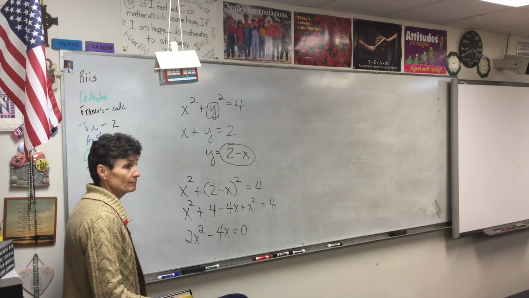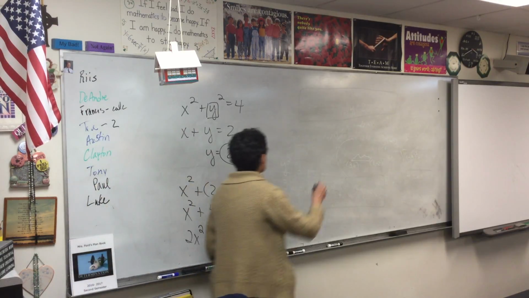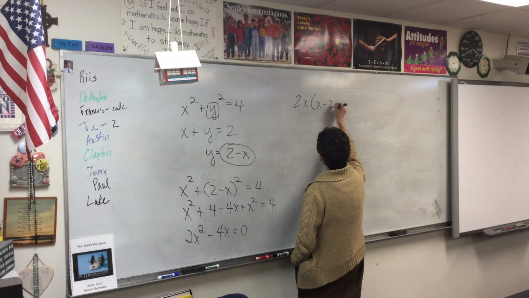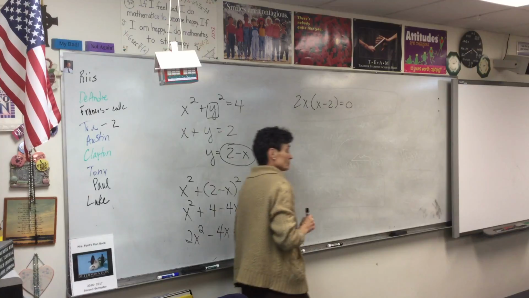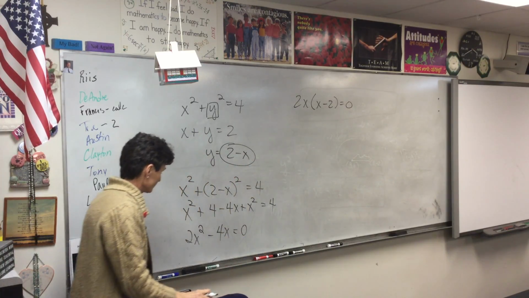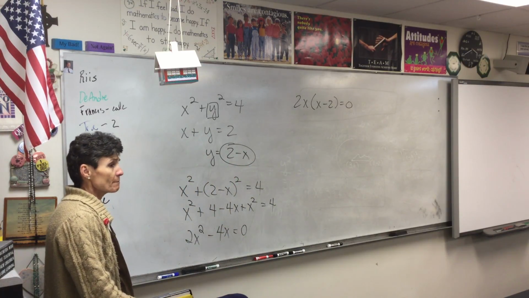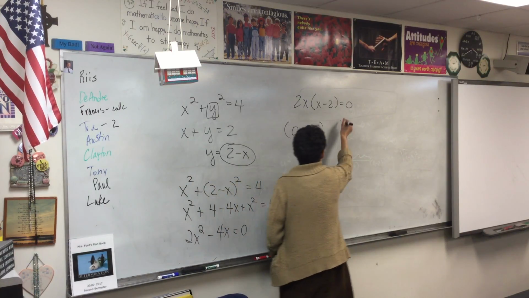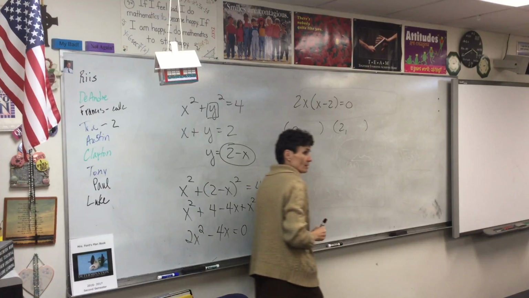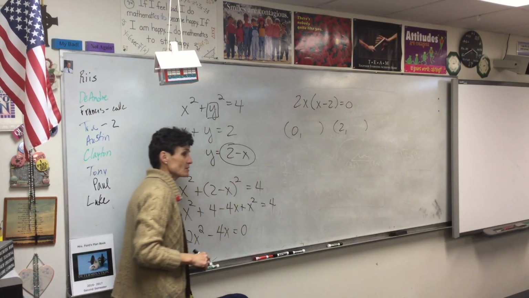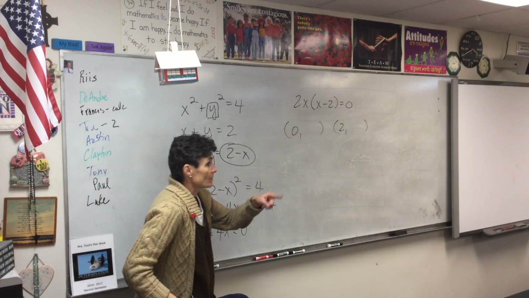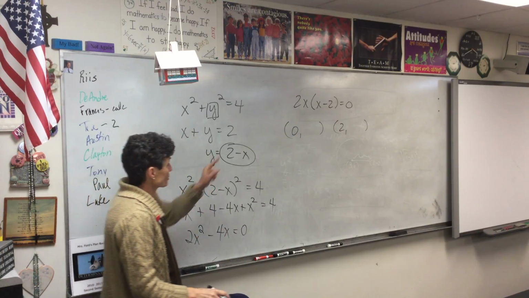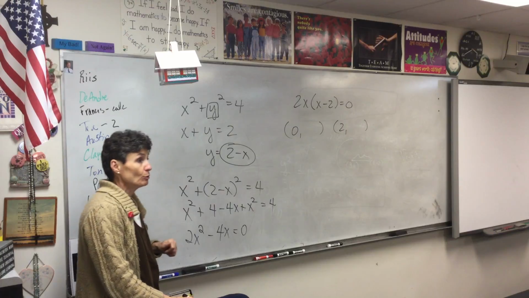What do I do with that? Factor out 2x, leaving me with x minus 2. What does that mean? It means x either equals 0 or x equals 2. Now, why did I write my answer that way? Because what am I looking for? Points. I'm looking for points. So now I know the x coordinates are 0 and 2.